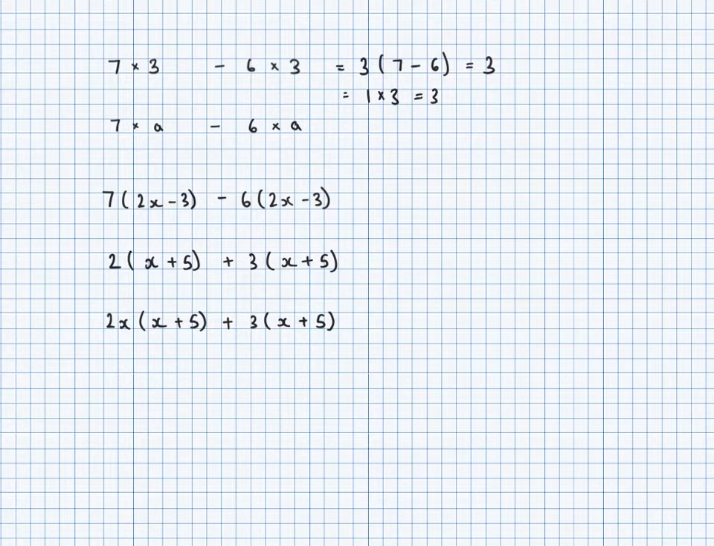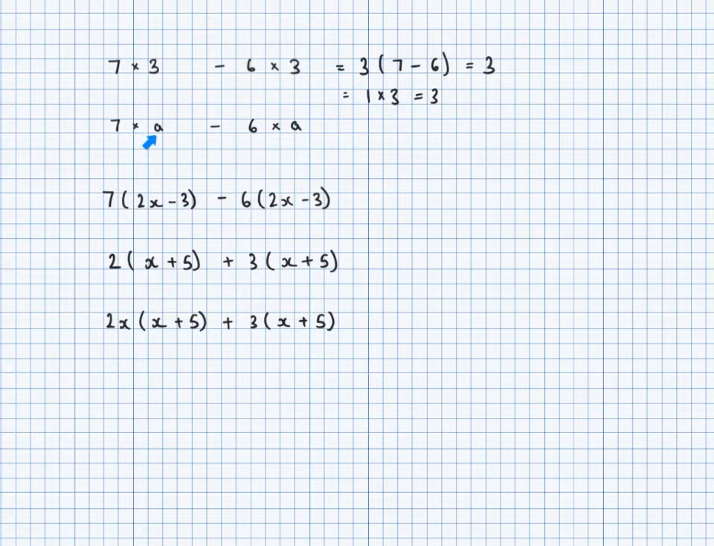The next one here, this time instead of the 3, I've got an A. And here, instead of the 3, I've got an A. Everything else pretty much stays the same. So 7 times A, or 7 lots of A, take away 6 times A, or 6 lots of A. Well, we know 7A take away 6A is just A. How we had just a 3 at the end, here we're just going to have A at the end.